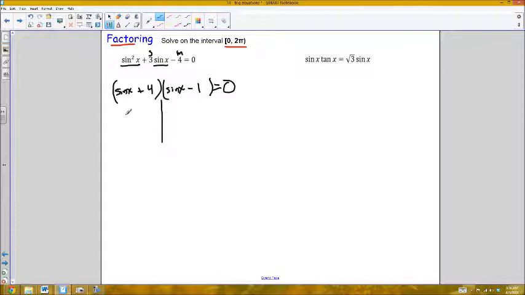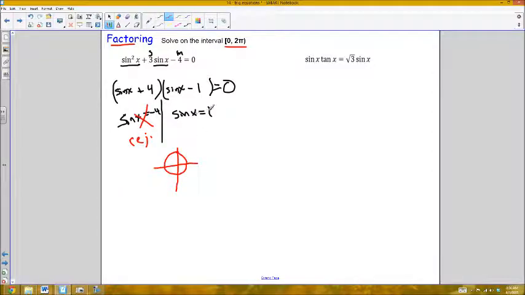Then by the zero product property, that tells me that either sine of x is equal to negative 4 or sine of x is equal to 1. Unfortunately, negative 4 is outside of the range of sine, so that is going to get rejected. And I'm left with sine x equals 1. Now, there's a couple ways you can do this. You can think of the unit circle.